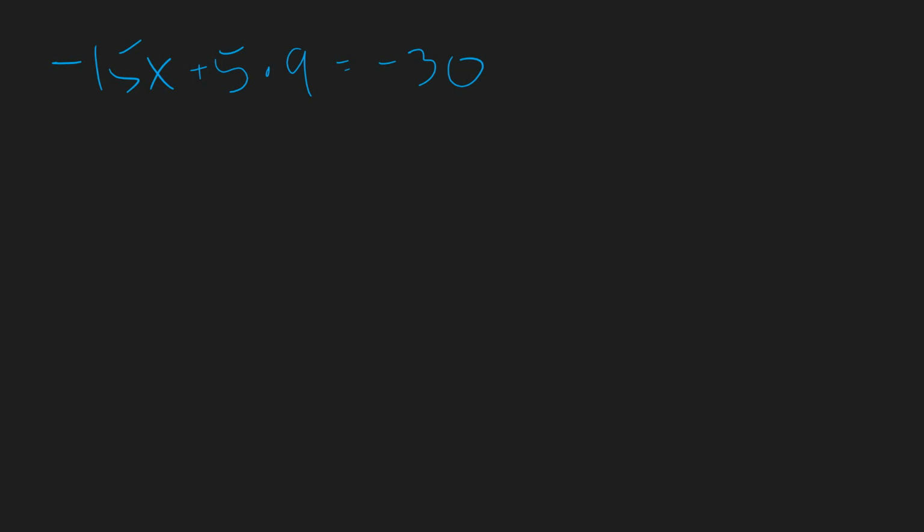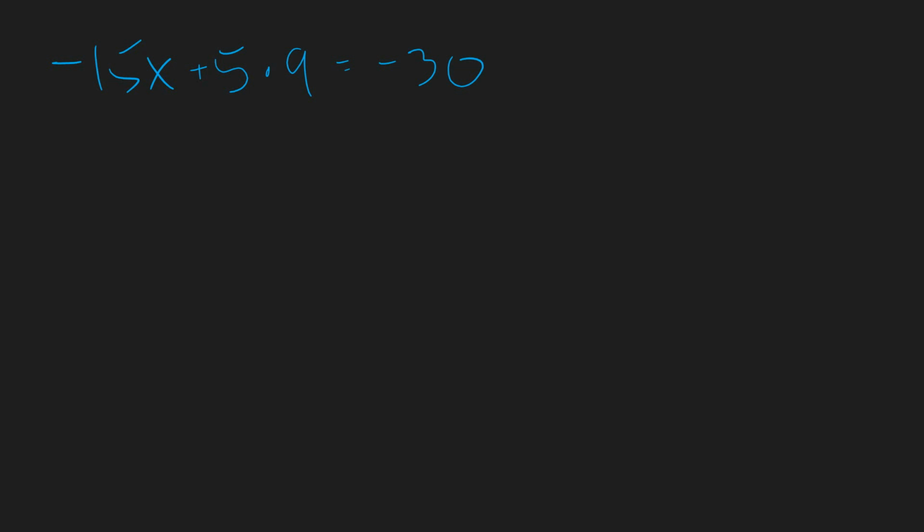So first of all, what we're doing here is we're solving for x. So we want to get the x by itself. We want to isolate the x. So before you start isolating for x, you want to make sure everything is in simplest form, that all like terms are combined, etc., etc.